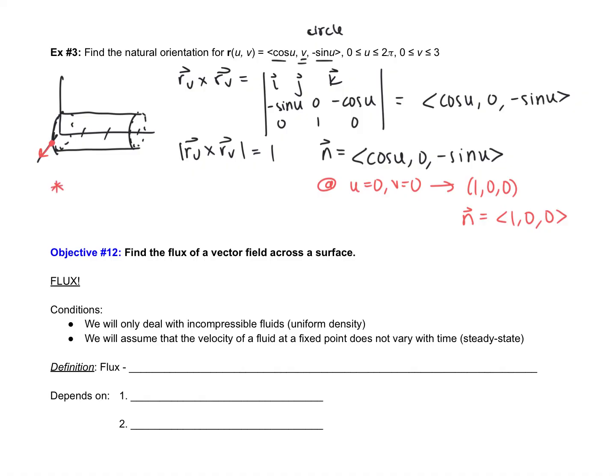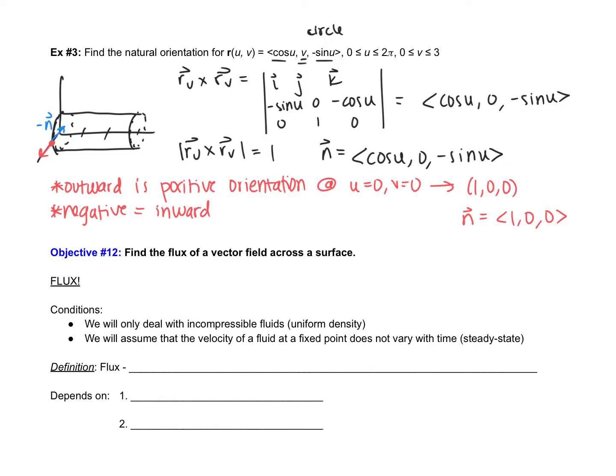So what that is showing us is that outward is the positive, or natural, orientation. So the negative orientation is going to go in the opposing direction, which is inward. If we took the vector and pointed it in the opposing direction, that would be the negative orientation. Okay, so this orientation is going to be important now for calculating flux.